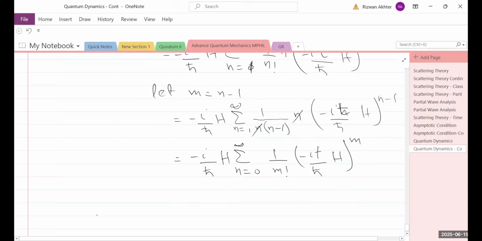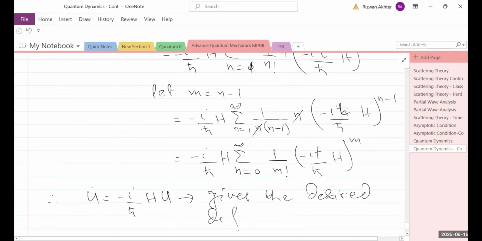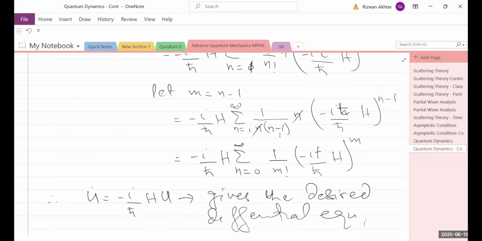So therefore we could say that u dot equals minus iota over h bar times H u. This gives the desired differential equation, because you took a derivative, and after taking the derivative, we have this solution. So this was the case.